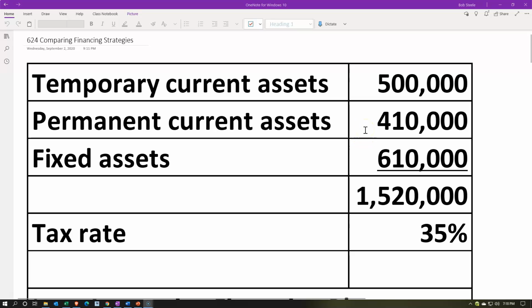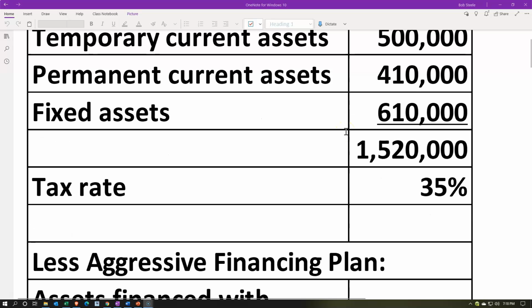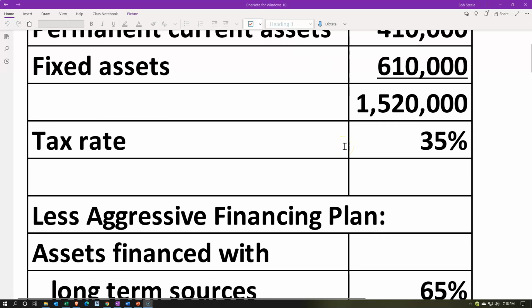We might be able to say, hey, I would think it would make more sense to be less aggressive or have longer term financing, possibly with the fixed assets and the permanent current assets, and then maybe have a more aggressive plan or more short-term financing with the temporary current assets. Although, once we break it out in this format, we don't necessarily have to adhere to that, but we can use this to help us think about what the appropriate financing mix might be. So the total assets then add up to $1,520,000.